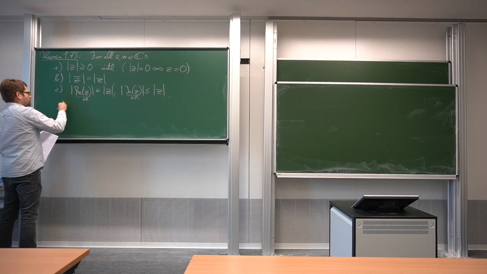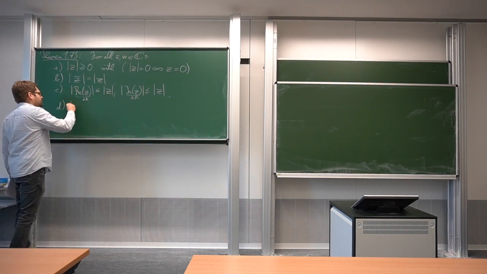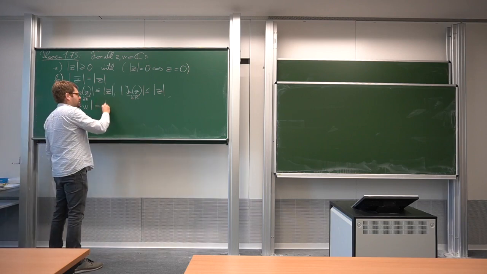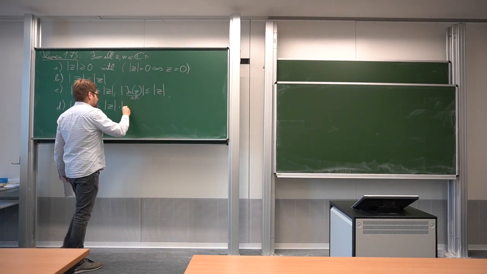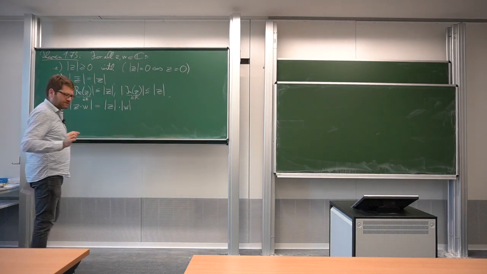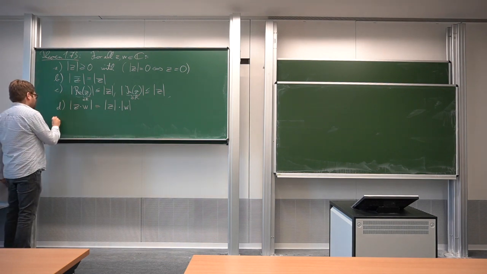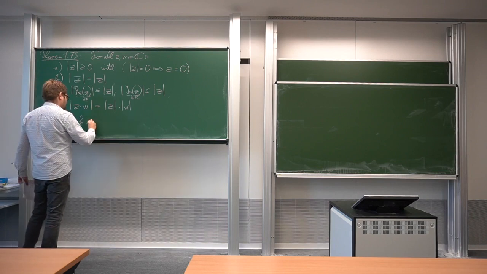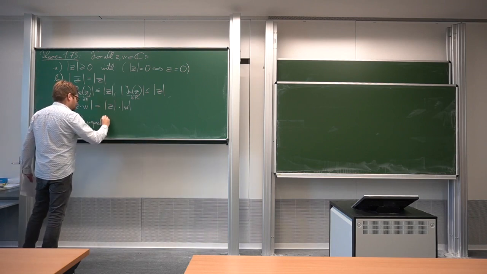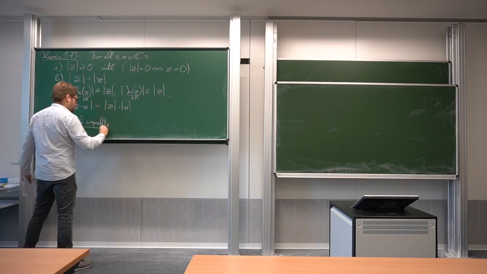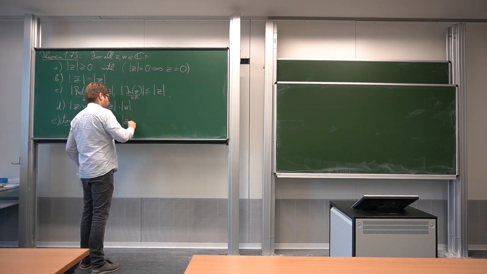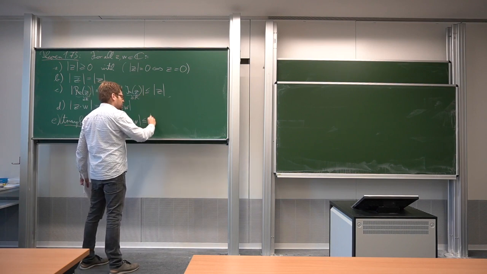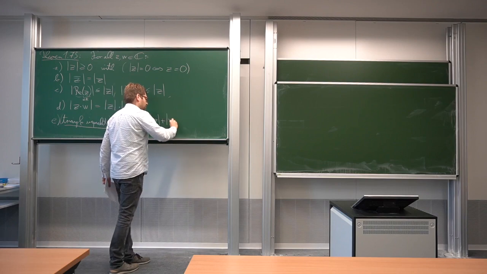Then D, so now we take a look at the behavior with respect to products and sums. The absolute value of a product of two numbers is the product of the two absolute values. This is not entirely obvious, and I will prove this in a second. And we have the infamous triangle inequality. The absolute value of the sum of z and w is smaller than or equal to the sum of the two absolute values.